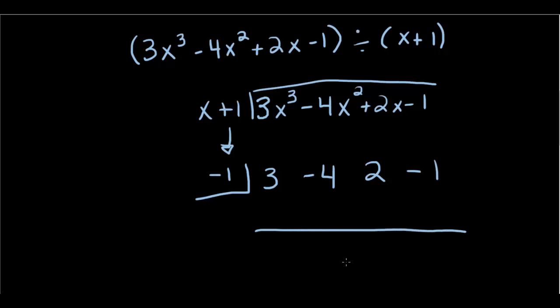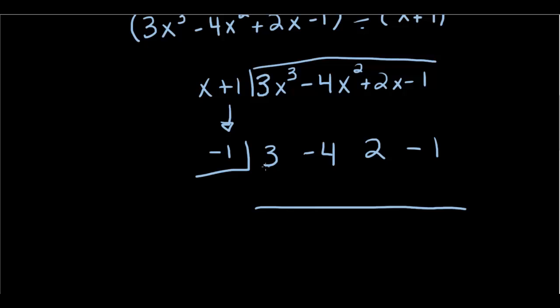Then I'm going to draw a bar here. And I'm going to drop the 3 down here. Then we multiply this -1 by the 3, and whatever we get, we write it here. So -1 times 3 is -3, so I'm going to write it here. And then we add these two. -4 minus 3 is -7.